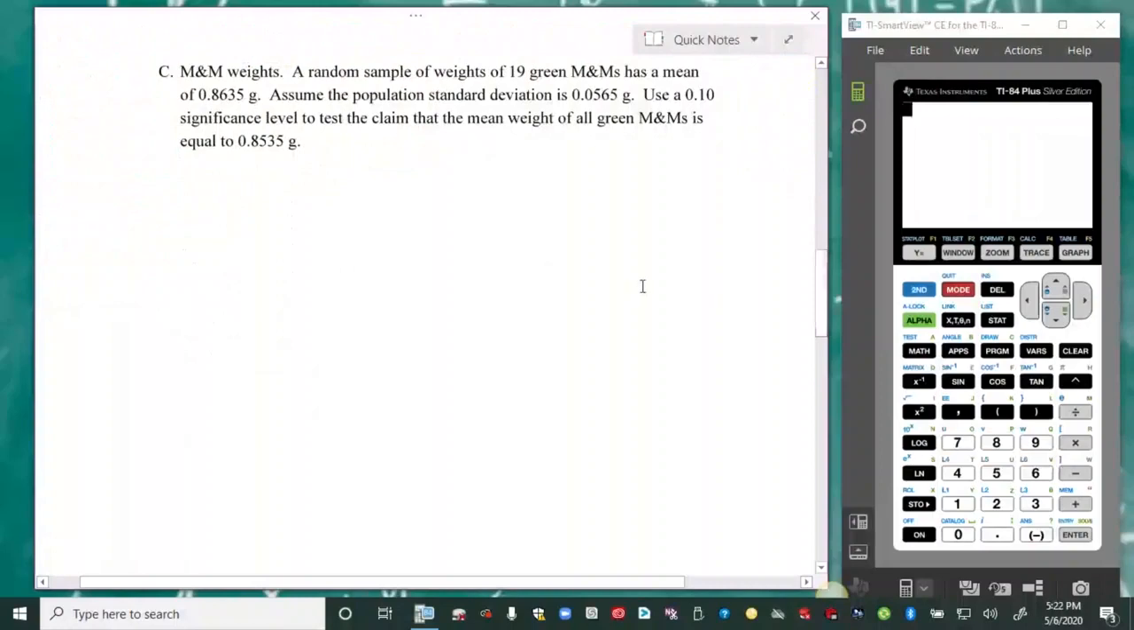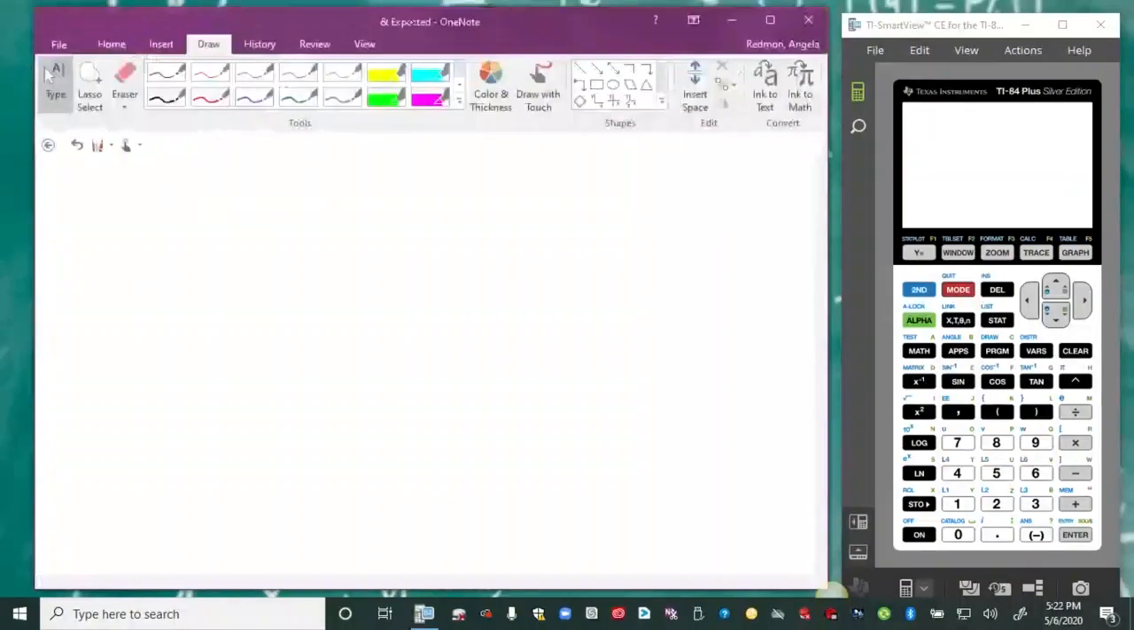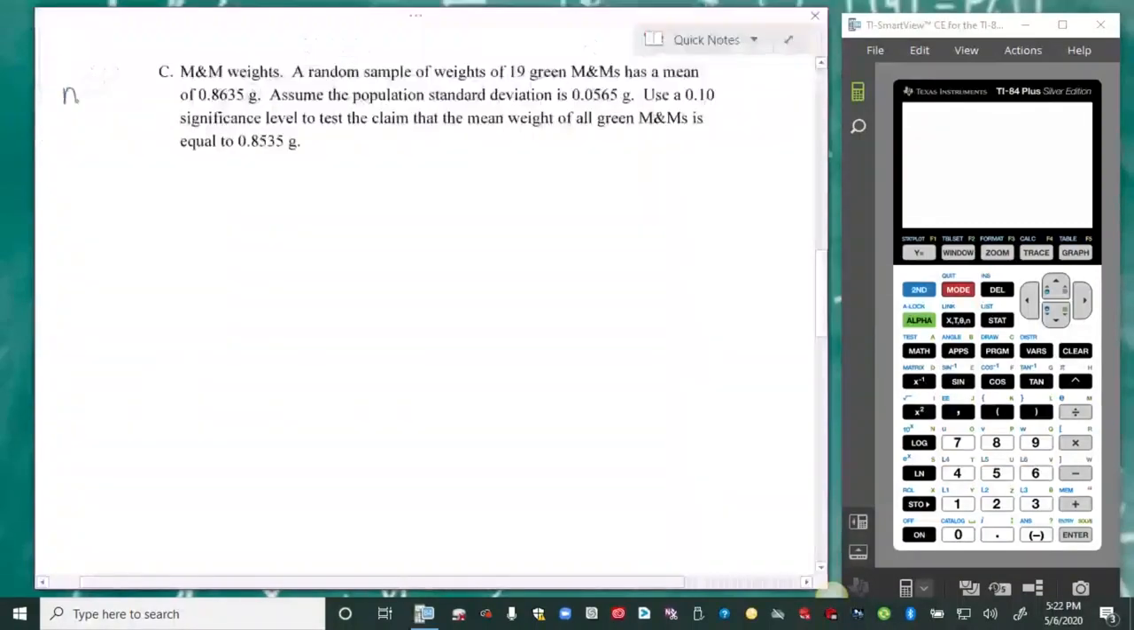In this next example, we've got M&M weights. A random sample of weights of 19. Let me grab my blue pen. So I'm just going to write down what I know here. This is for my sample. N is equal to 19. Sample has a mean of, so this is my sample mean, 0.8635 grams. Assume the population standard deviation. Now in this case we're given sigma, 0.0565. So we can use the normal curve.